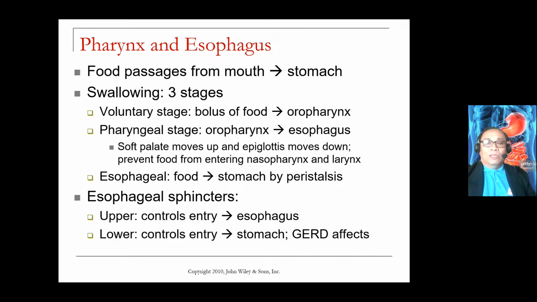There are actually sphincters situated along the esophagus. An upper sphincter controls the entry into the esophagus, and a lower sphincter controls the entry into the stomach. If the lower esophageal sphincter begins to fail, that is where GERD begins to develop, which is called gastroesophageal reflux disease, kung saan nagba-backflow yung stomach content and burns the wall of the esophagus.